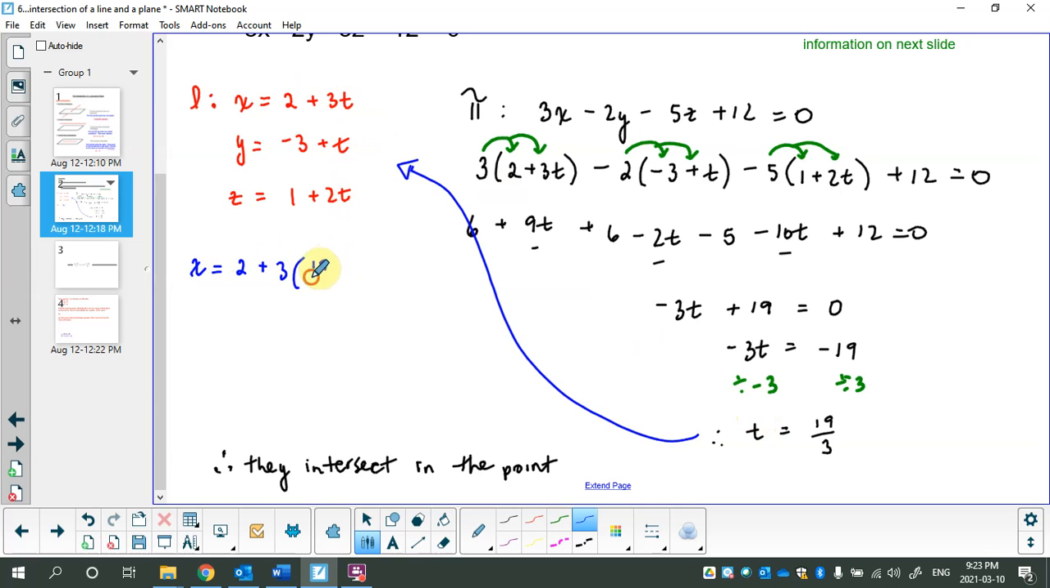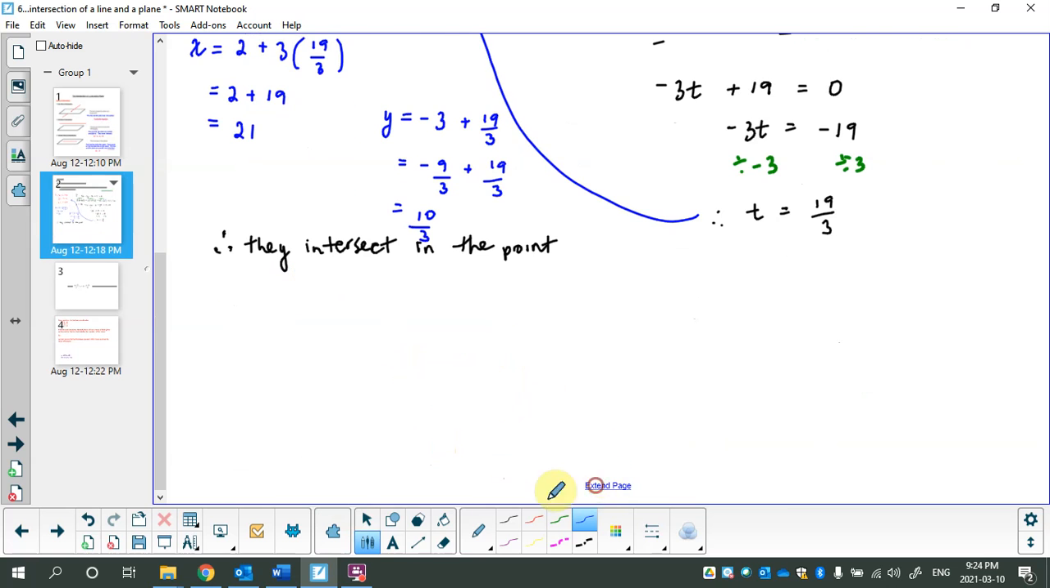So 19 over 3 is a t. These 3's will cancel out, and it'll be 2 plus 19, which is 21. So now I have the first coordinate because this is a point. Next one, y is equal to negative 3 plus 19 over 3. Common denominator is needed here, so negative 9 over 3 plus 19 over 3 is equal to 10 over 3.